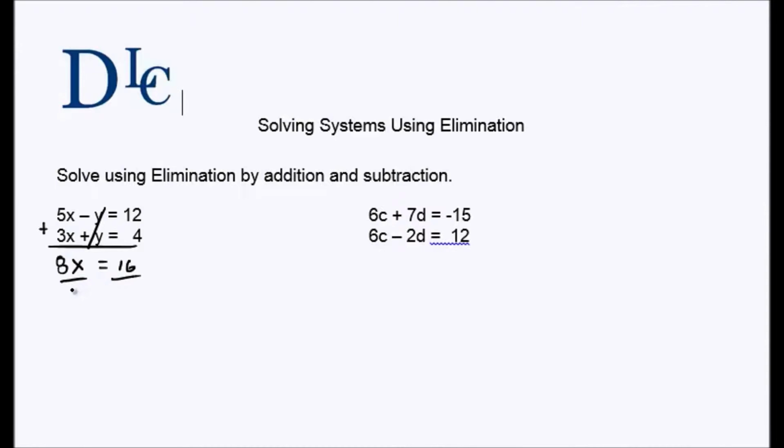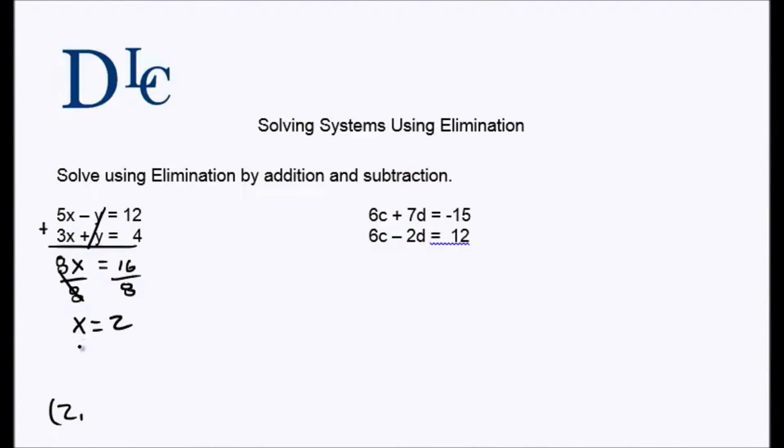Divide both sides by 8 to eliminate the 8. 8 divided by 8 is 1. 1x is the same as x. x equals 16 divided by 8 is 2. So it looks like I found one of the coordinates. That is my x coordinate. To find the y coordinate, you just plug it into either the first equation or the second equation. It does not matter.